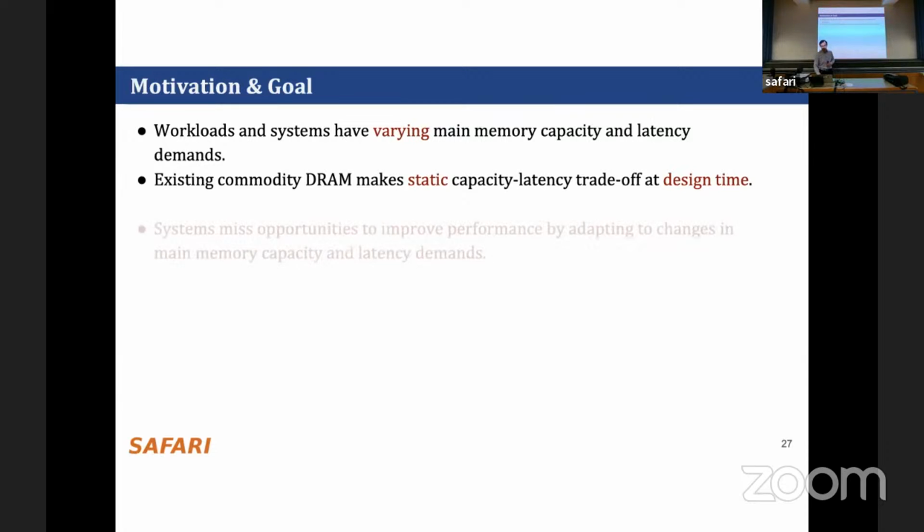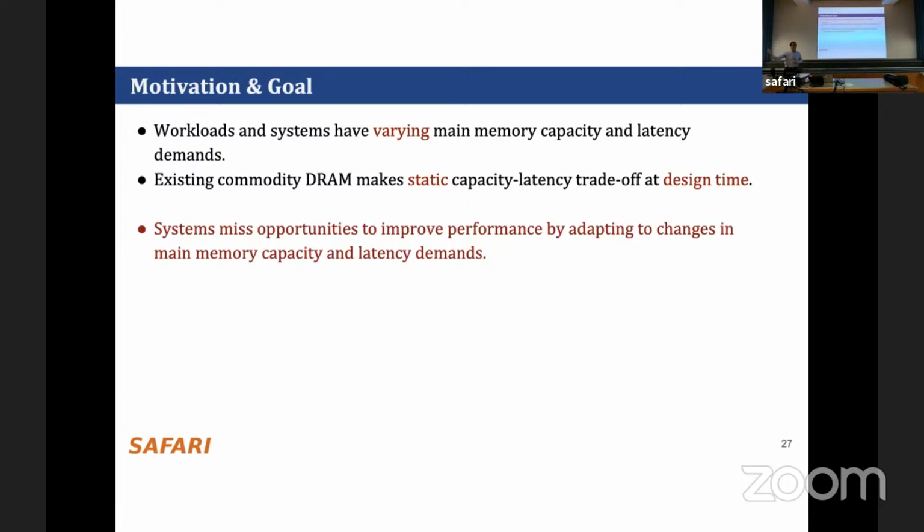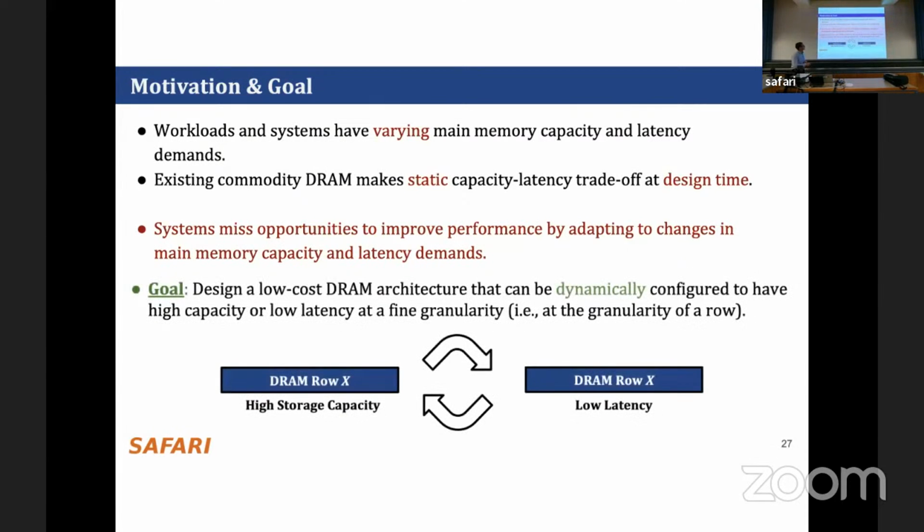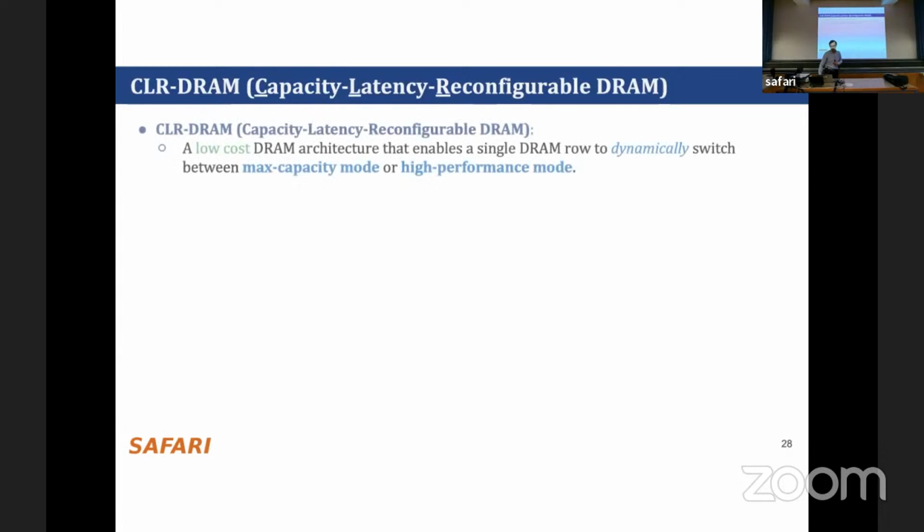The goal here was to make things a little bit more configurable because sometimes maybe you want to use that area for capacity, right? If you're running out of capacity. Maybe you don't care about latency in some cases. I'm not going to argue that too much, but basically you need to have something configurable to get a good trade-off. And the goal of this work was to actually have a low-cost architecture that can be dynamically configured to have high capacity or low latency at a fine granularity. So basically, you can configure a DRAM row to have high storage capacity, or if you really need fast access to some data, you can configure a DRAM row to be low latency.